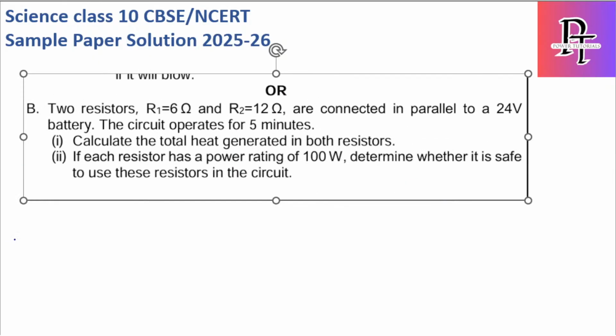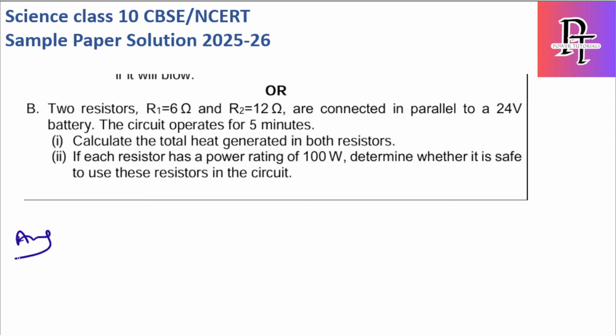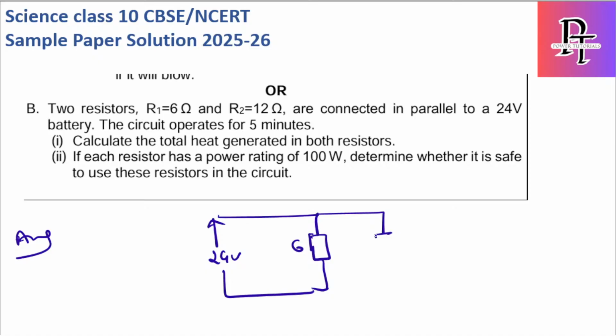Let's solve this. We have two resistors R1 and R2 connected in parallel to a 24 volt voltage source. The first resistor is 6 ohms. The second resistor is how much? 12 ohms.